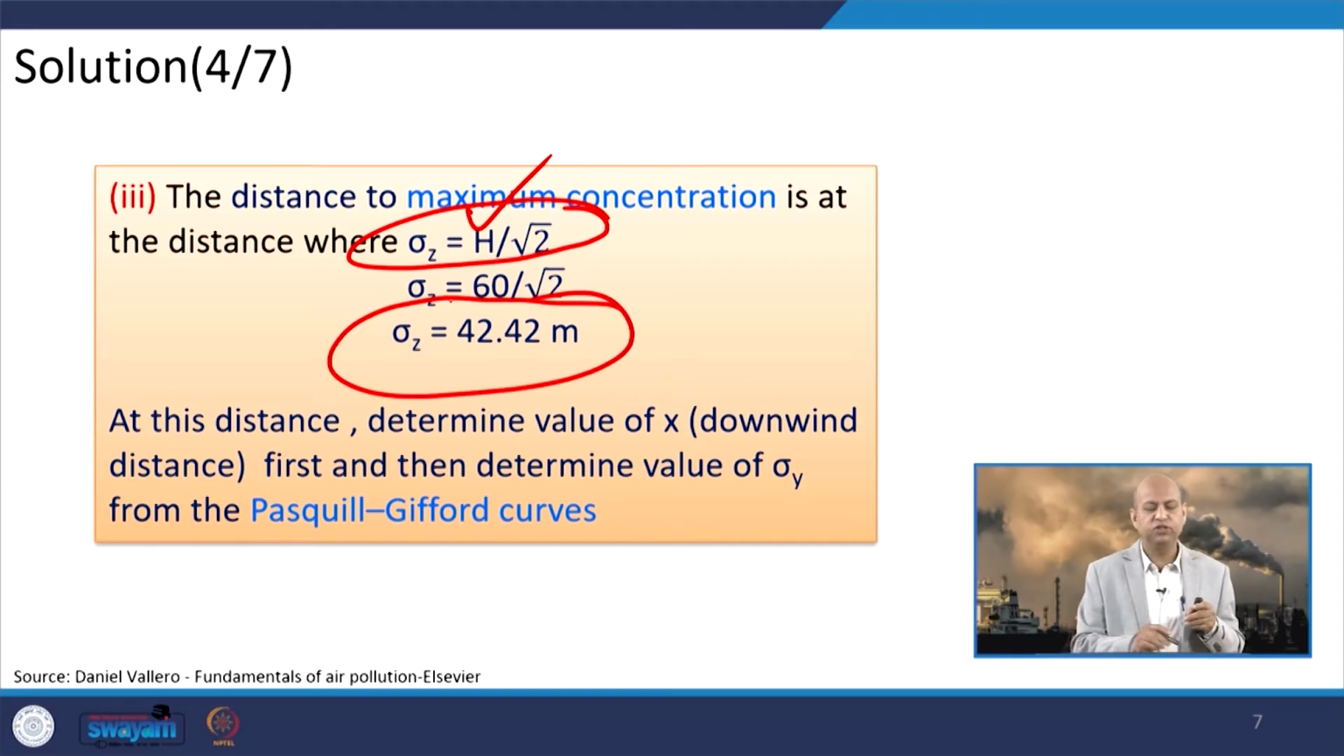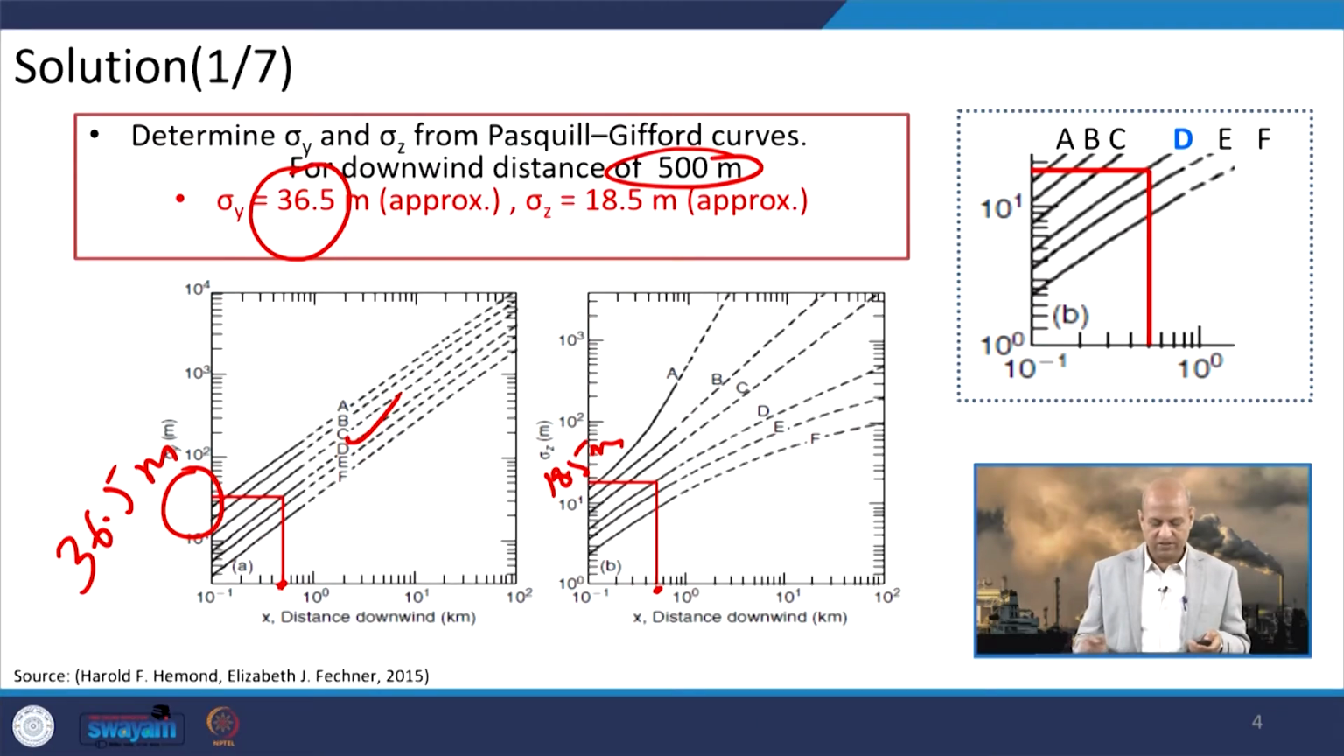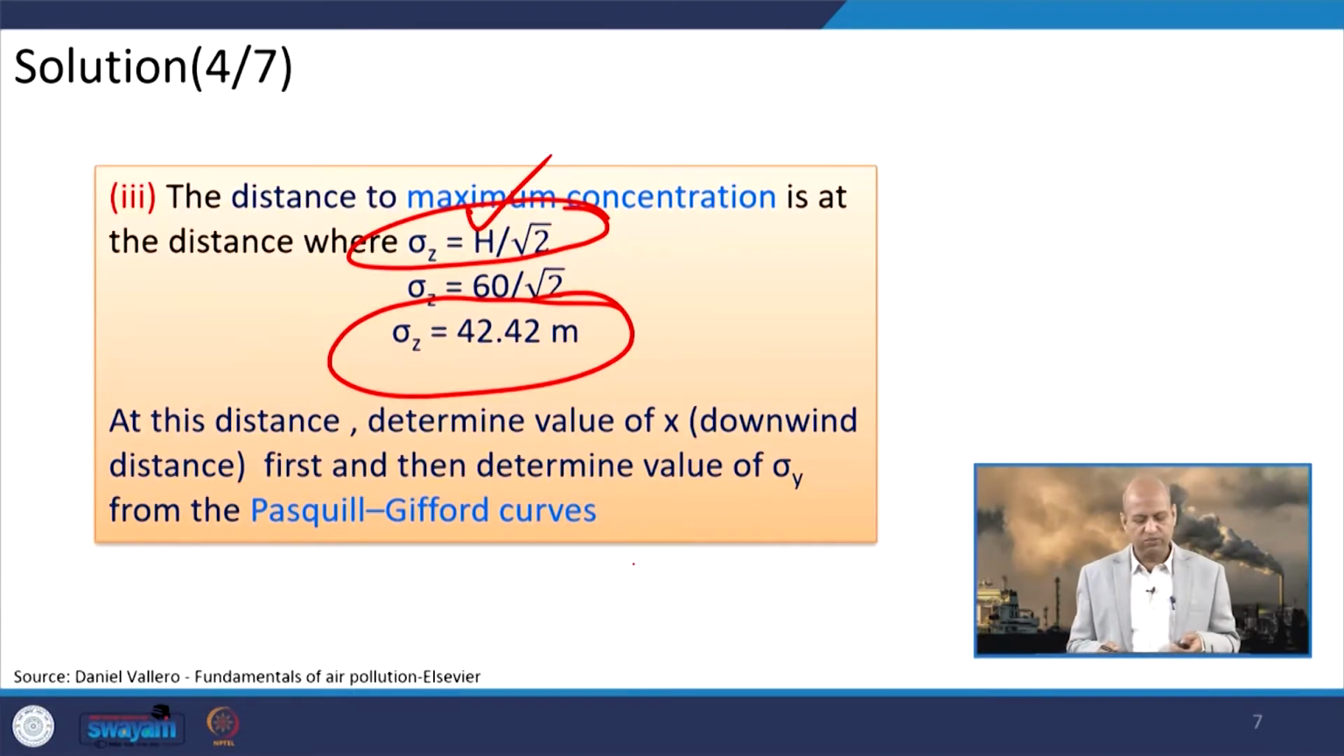So, sigma z is 42.42. That means, at a distance where this sigma z is 42 meter around, there will be the maximum concentration. From sigma z we can calculate x, because you remember we calculated sigma z from x. If sigma z is given, you can come back like this, you can come down, you can get the x value. So, that we will do here.